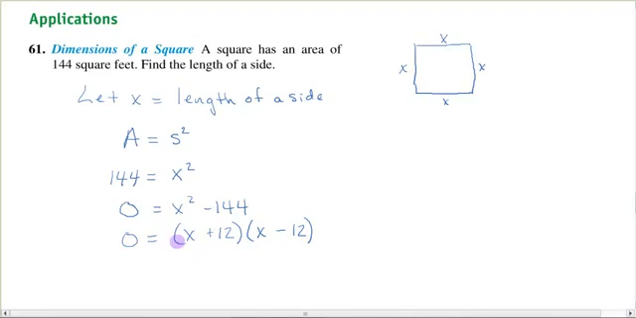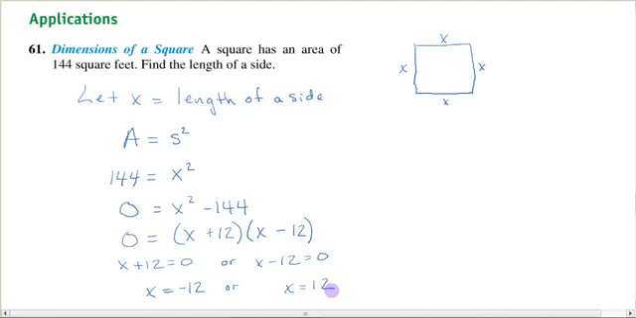Now we have a product, we have a 0, we have a product, so now we're ready to use the zero product rule. It says x plus 12 equals 0, or x minus 12 equals 0. So here, subtract 12 from both sides, we get x equals negative 12, or add 12 to both sides, we get x equals positive 12. Okay, so if we would check these, they would both check and everything would be great, except that this is an application of a real-life object here. And this is supposed to be the length of a side. X is representing the length of a side.